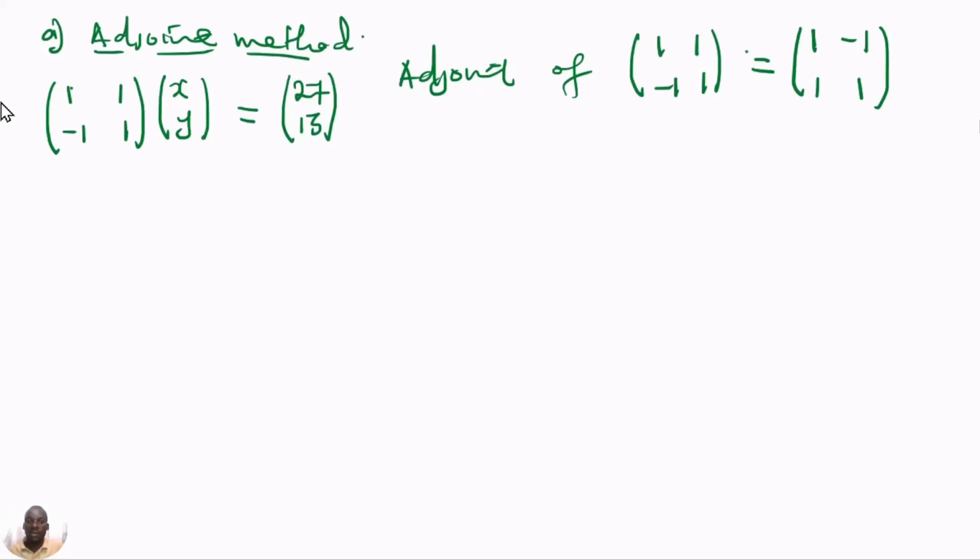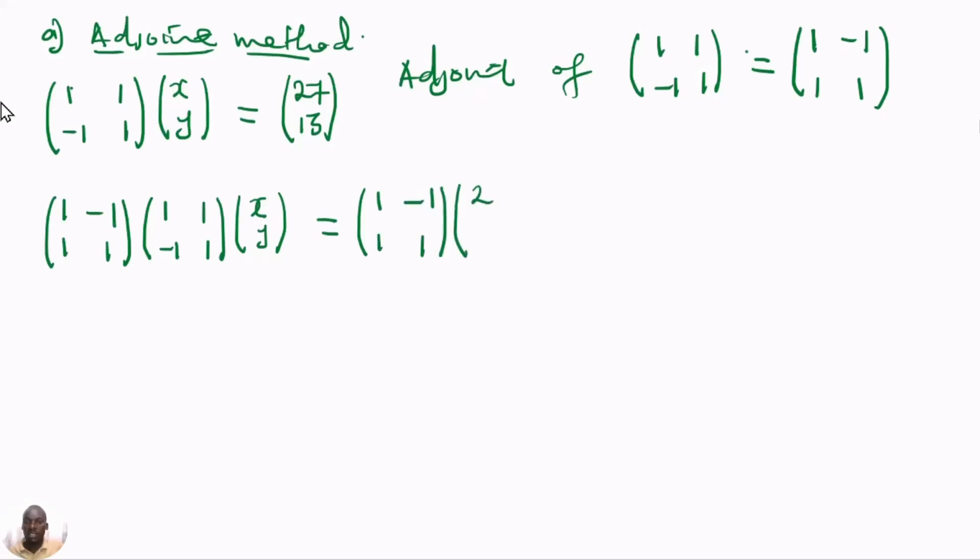Then after that, we come to the next step. We multiply this adjoint by this expression. This is what I mean. We are getting 1, negative 1, 1, 1, which is our adjoint, multiplied by the equations, which are 1, 1, negative 1, 1, multiplied by x, y, then it should be equal to. So what I've done on the left, I should do also on the right-hand side, multiplied by 27, 13.